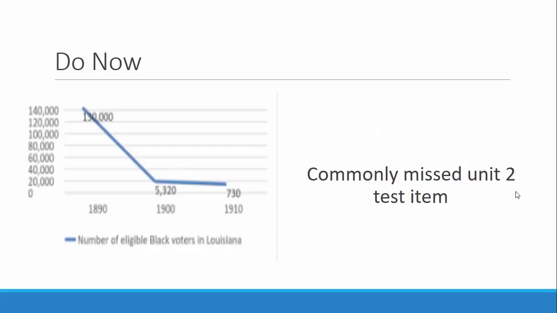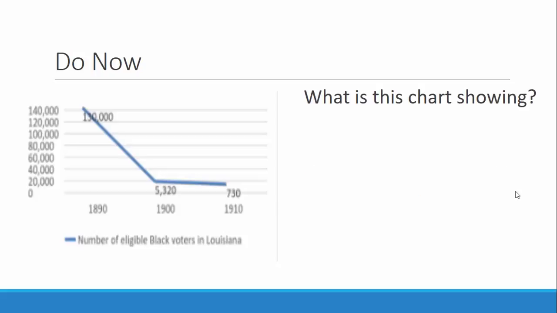All right, if you haven't already, please complete your do now. And let's review. So this question is another question from your Unit 2 test. The short answer questions that we're about to answer are short answer questions that you should be thinking to yourself whenever you're answering a question like this. So let's get started. Question number 1 says, what is this chart showing?